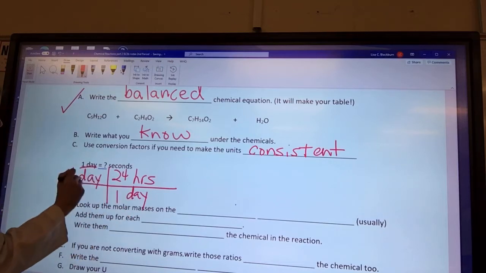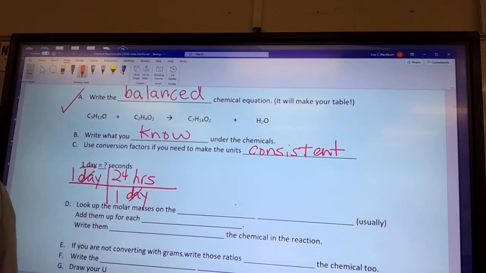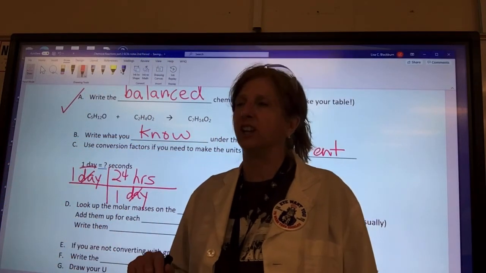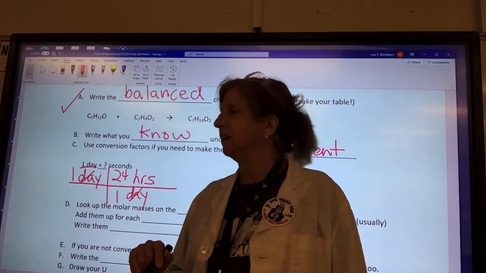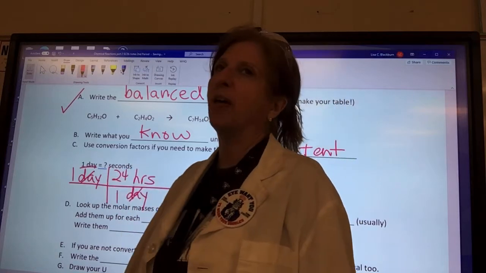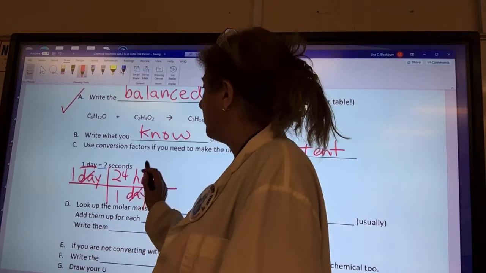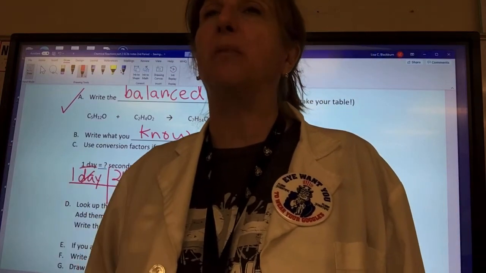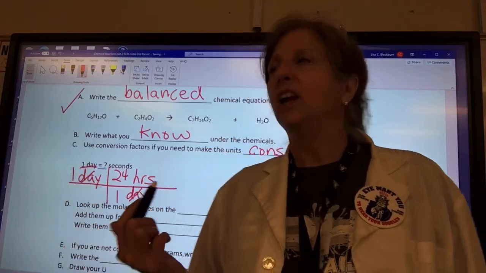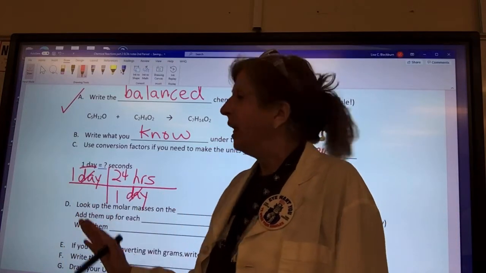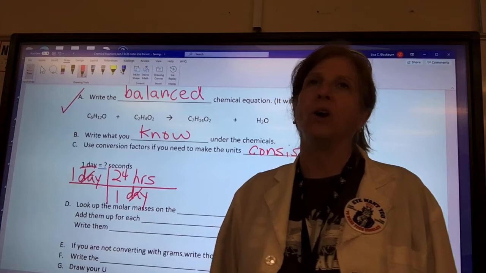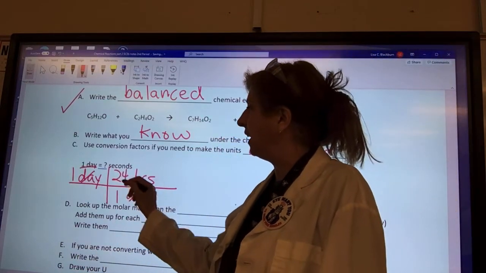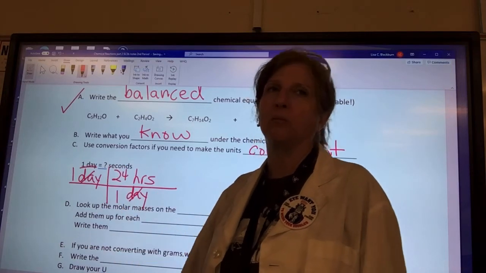I wrote day in the denominator so I could mark them out, because in math, you're allowed to mark out if you have the same thing in the numerator and denominator. Does that make sense? Okay, and the reason why I can do this mathematically is because 24 hours and 1 day are the same thing. And anything divided by itself is 1 in math. So this is equivalent to 1. And if I multiply anything by 1, I get that thing. And so I'm not changing its value by multiplying by 1.